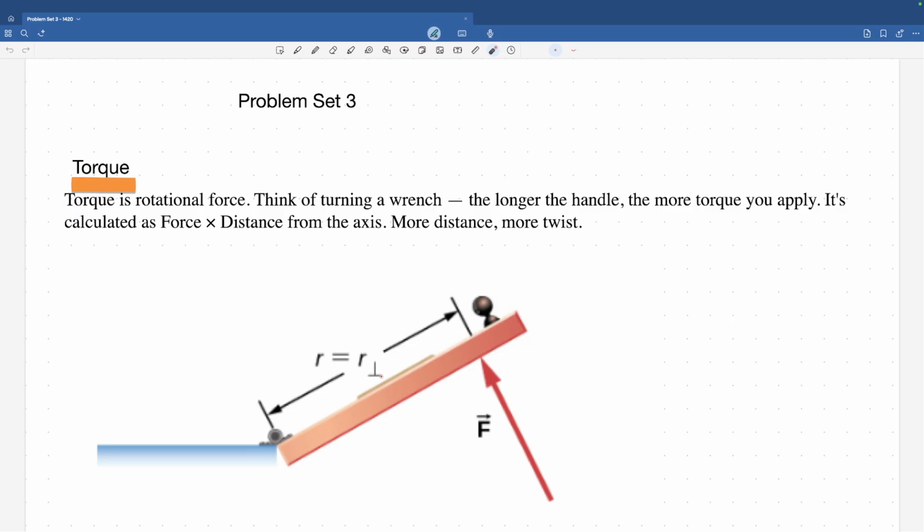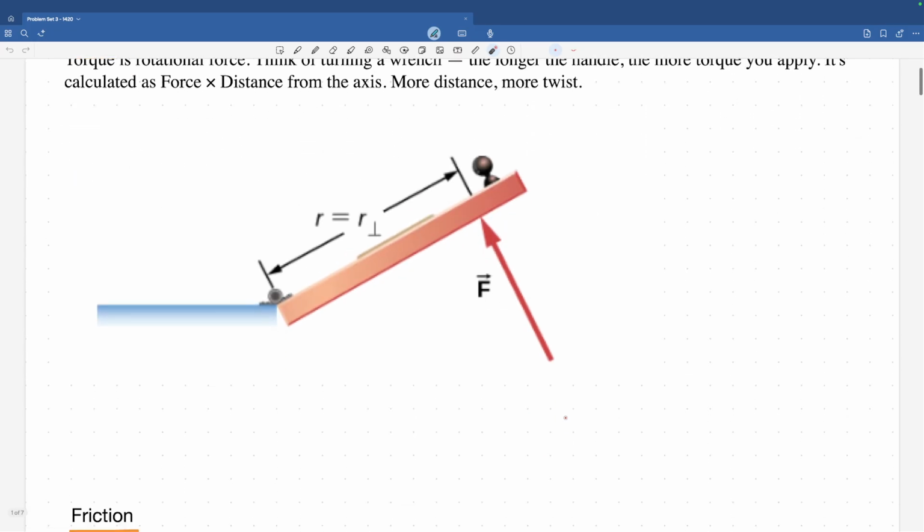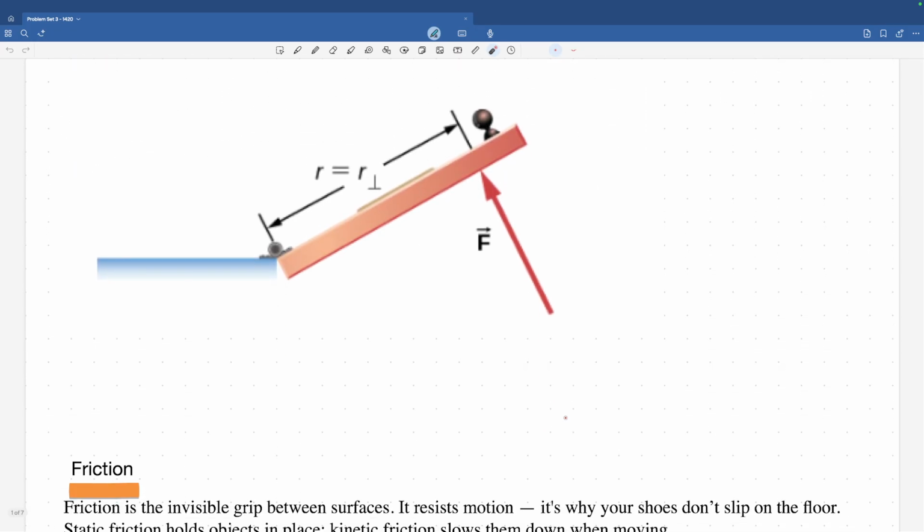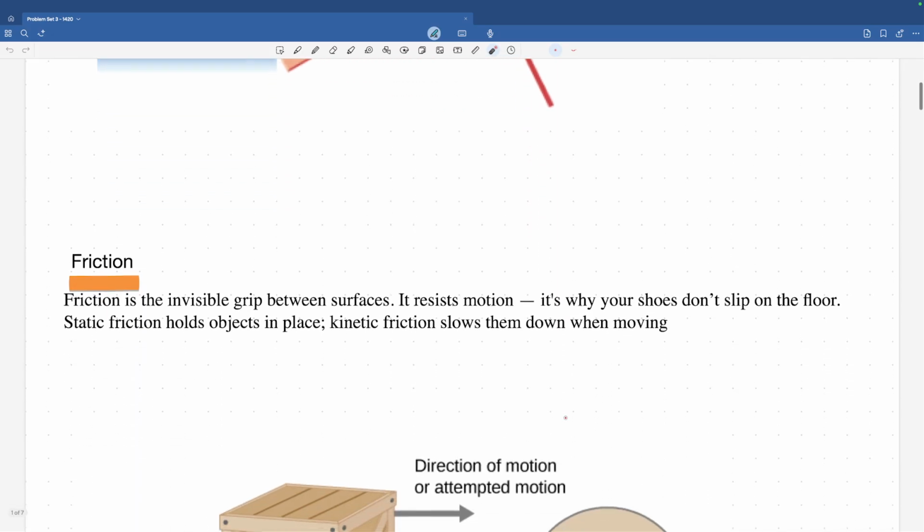Now to calculate the torque, we have to multiply the force in newtons with the distance in meters. So torque is simply the product of force and distance between the force and the axis. That's number 1.